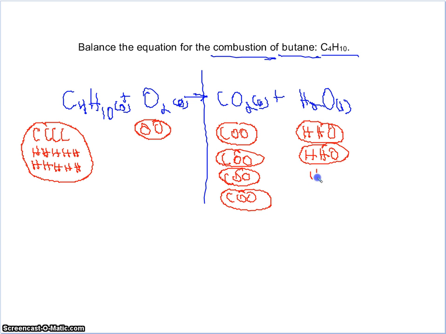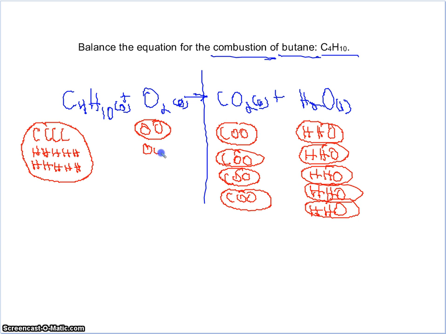So now there's 4, 6, 8, 10. Okay, so my carbon's balanced, my hydrogen's balanced. Now I've got to balance my oxygen. There's 2 here, and then on the products I have 2, 4, 6, 8, and then 1, 2, 3, 4, 5. So 5 plus 8 is 13.